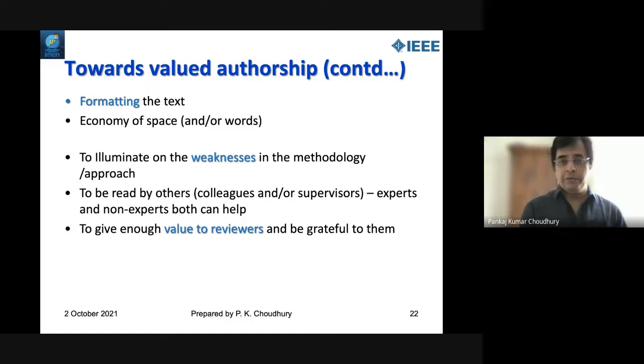Never be harsh to reviewers, because you are on this side of the chair, and on the other side, the reviewer is there. So one has to be very gentle, very humble. Always write the response to the reviewers in a very humble way.